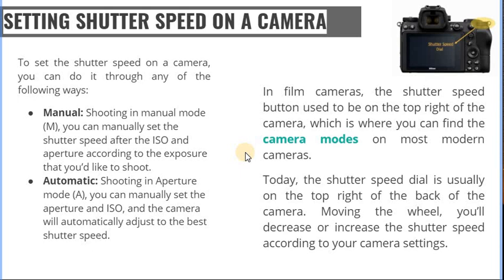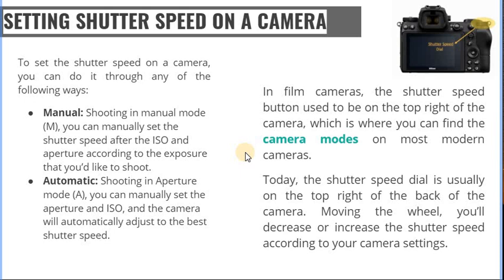For example, gusto mong gawing 5 seconds, or gusto mong gawing mas mabilis doon, pwede din naman. In automatic, shooting in aperture mode, you can manually set the aperture and ISO and the camera will automatically adjust the best shutter speed. So, yung mga hindi marunong sa manual mode ng ating digital camera or DSLR, automatic mode lang ginagamit nila. So, yung camera na ang mag-a-adjust.